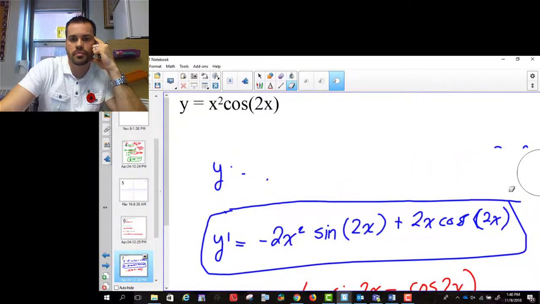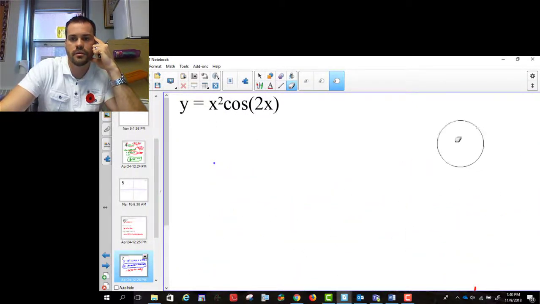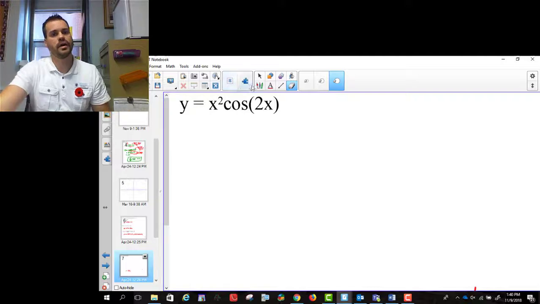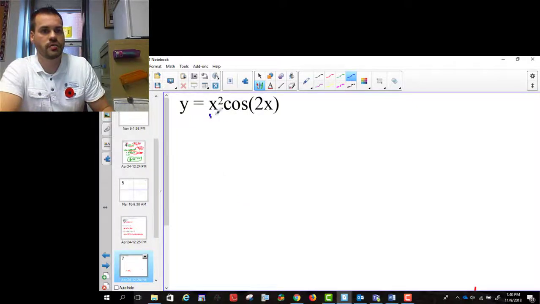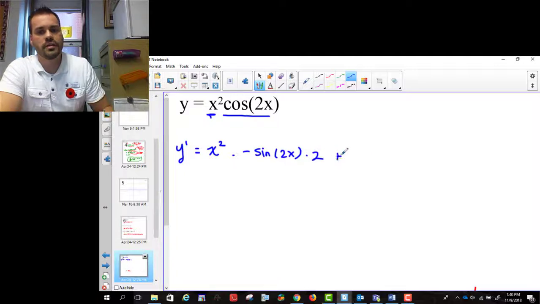So here's another one. This one's a product rule. So you have x squared, and then you have cosine 2x. So we're going to sort of look at this as one function, and this is the other function. So y prime becomes the first function, x squared, multiplied by the derivative of this function. The derivative of cosine is minus sine. And then we multiply by the derivative of the 2x, which is 2.